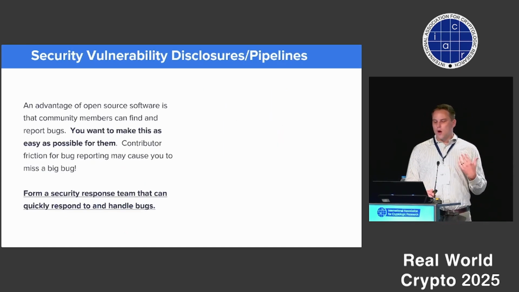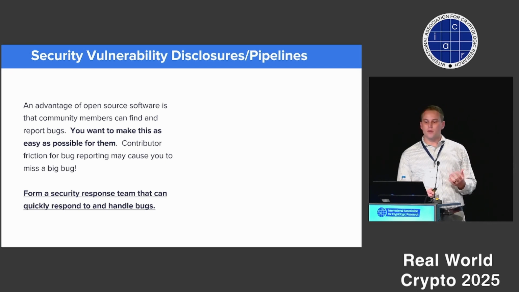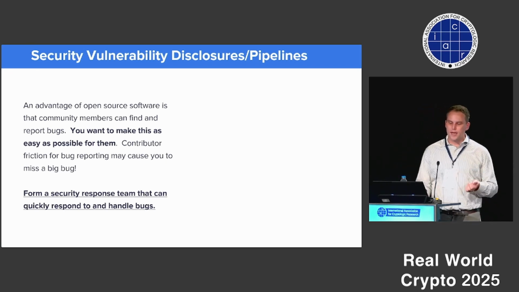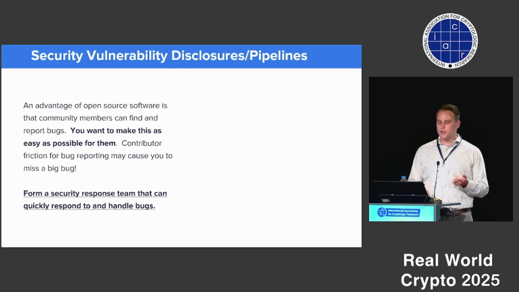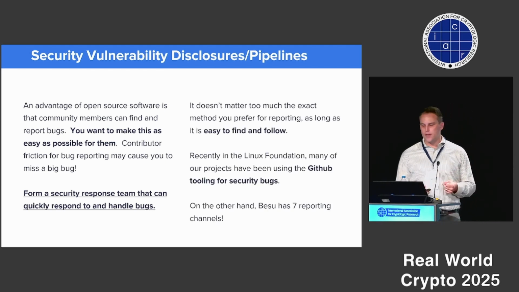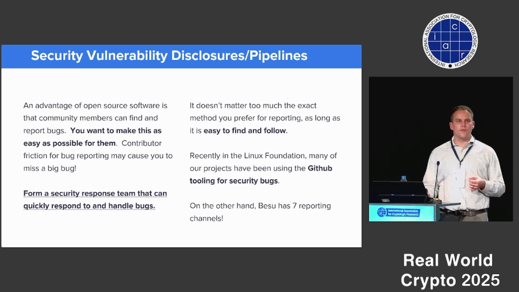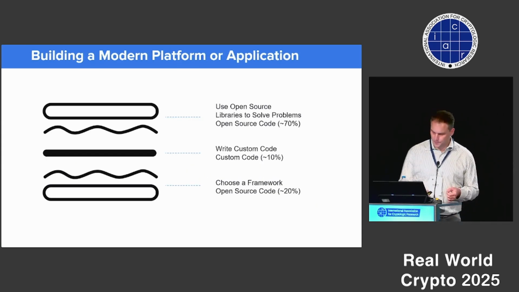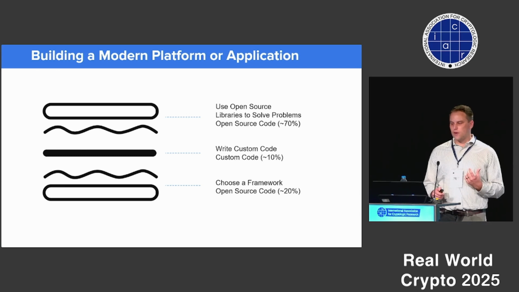So remember that one advantage of open source software is that community members can find and report bugs, and you want to make this as easy as possible for them. Friction is bad. It doesn't really matter what you do as long as it's easy to find and follow. A lot of our projects have recently adopted the GitHub tooling. And let's talk about the software supply chain.